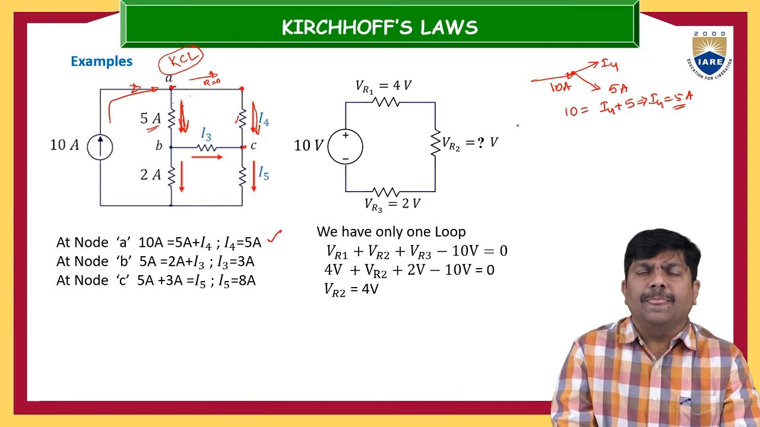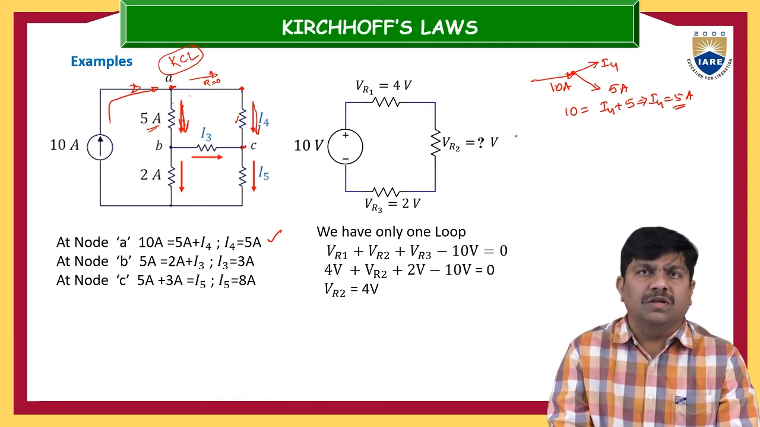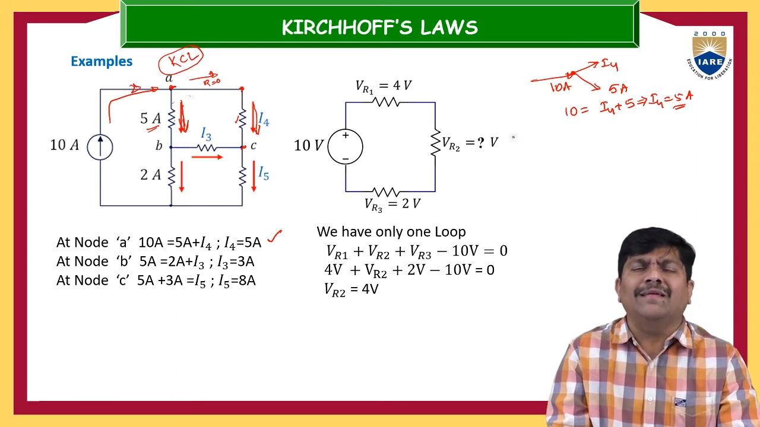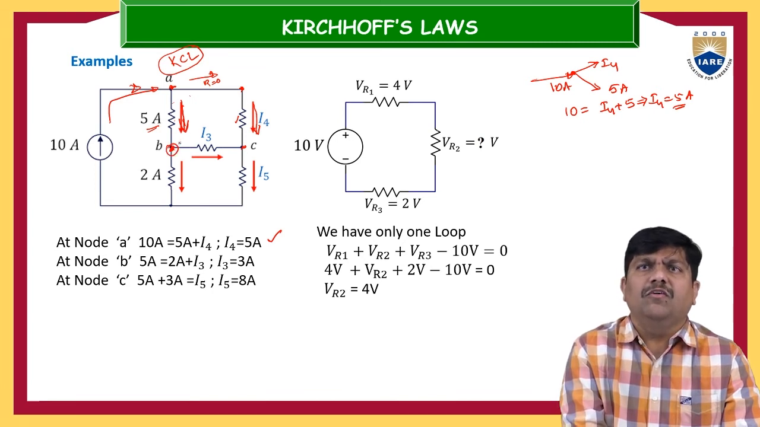Like this, KCL is applied at different nodes where exactly you want to identify some of the unknown currents with the help of known currents coming to or terminating at that particular node. Similarly, at junction B, one is an incoming branch, so this current is incoming, and two are outgoing.